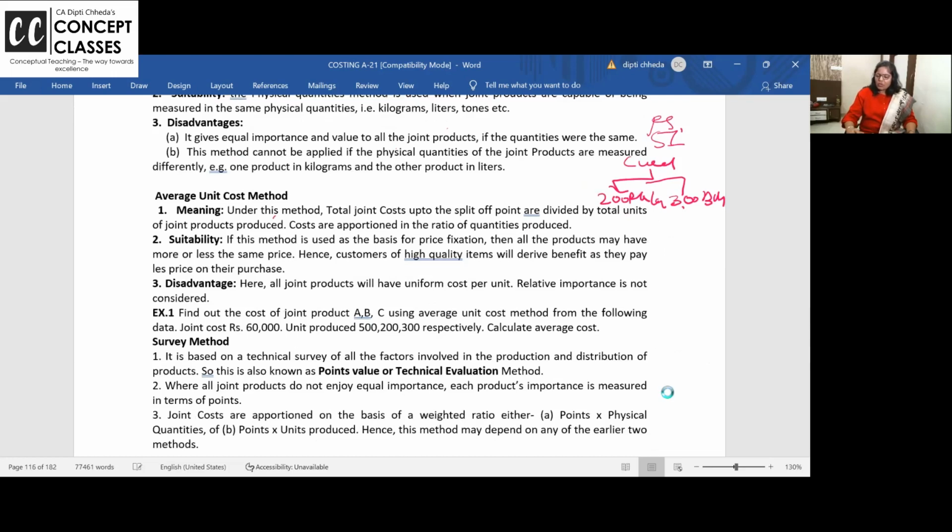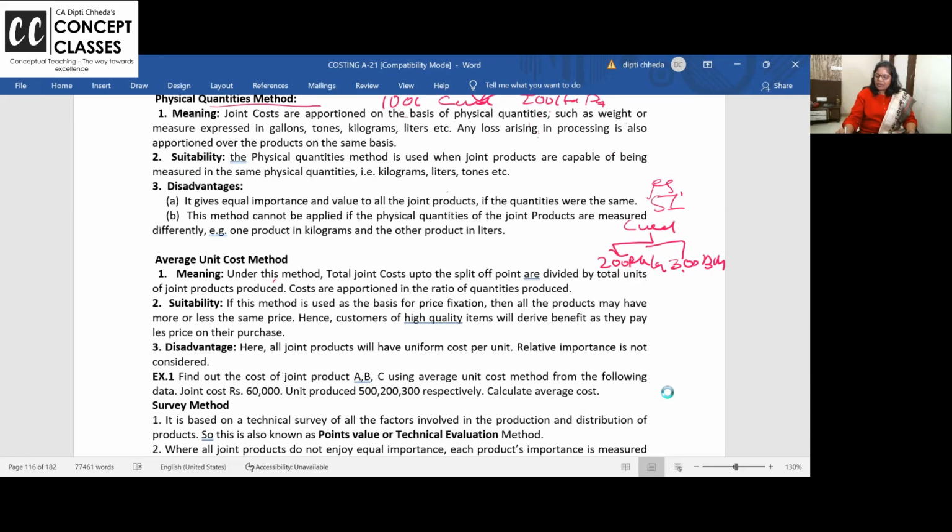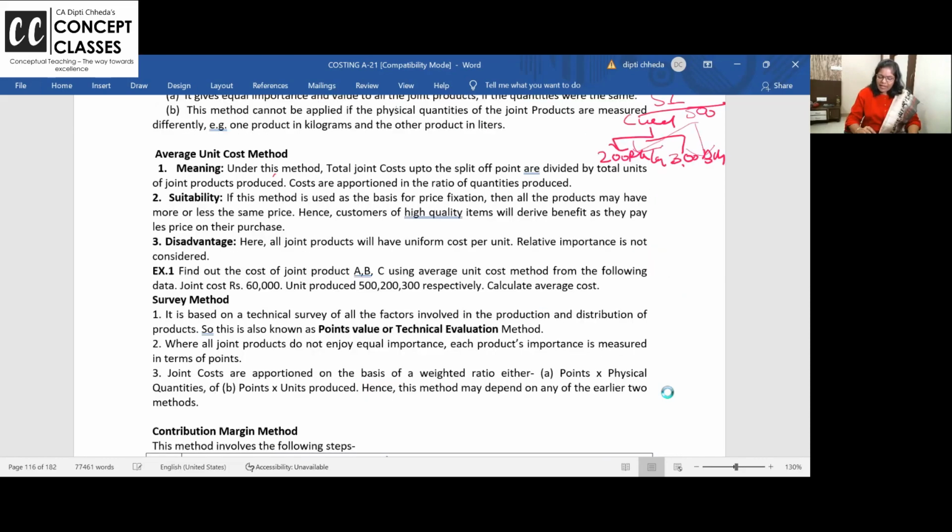Okay. Total cost is 5 lakh for 500 packets, and 200 packets are lassi and 300 packets are buttermilk. So physical quantities, you do it in kgs, liters and all. And average unit cost is, divide it and do. For example, A, B, C, you are getting average unit cost. Number of units produced of A are 500, for B 200, for C 300.